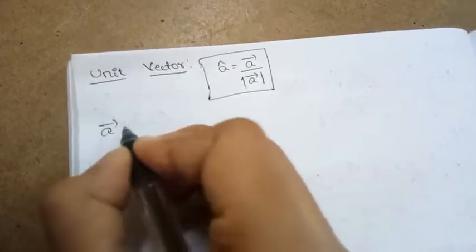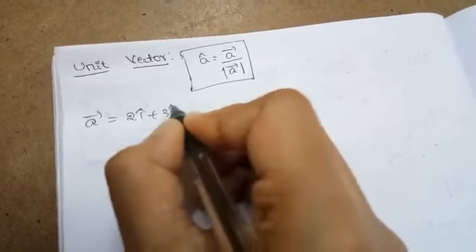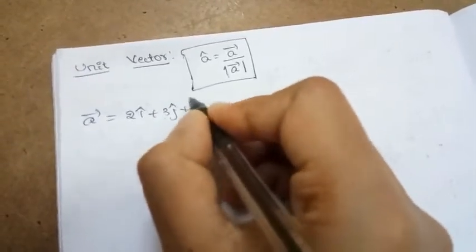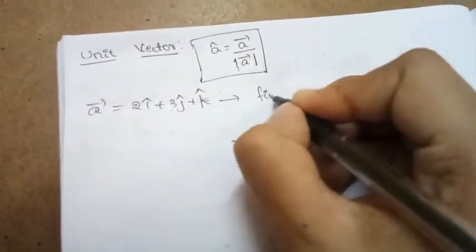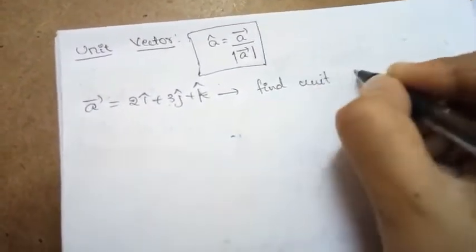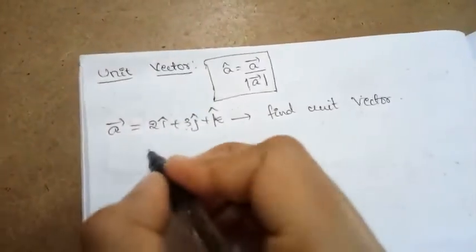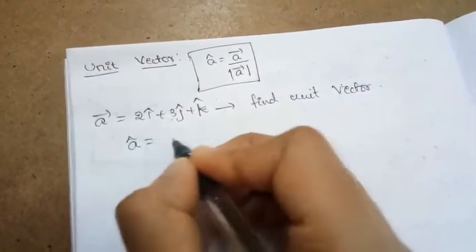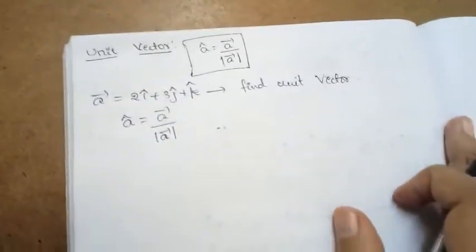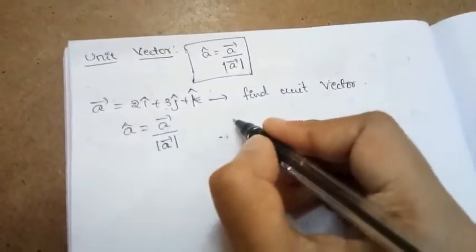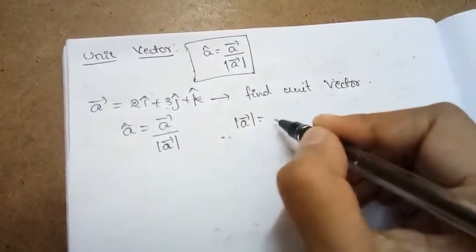Suppose they have given me any vector A which is equal to 2i cap plus 3j cap plus k cap. If they have given this as our vector A, and they asked you to find the unit vector of this given vector, what is the formula? That is vector A cap is equal to vector A divided by magnitude of the vector A. So first let us find the magnitude of vector A. What is the formula to find the magnitude of vector A?